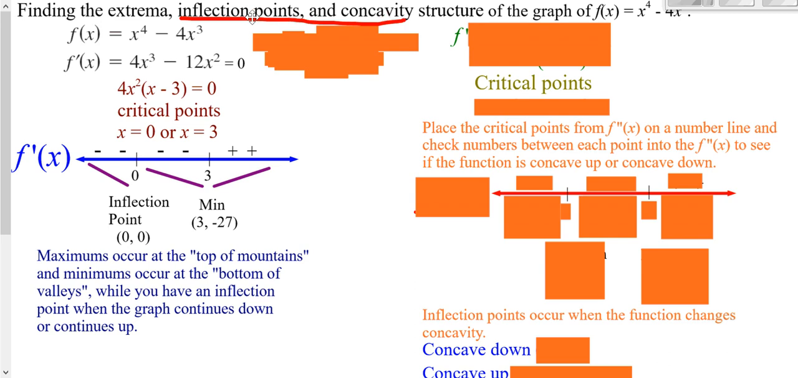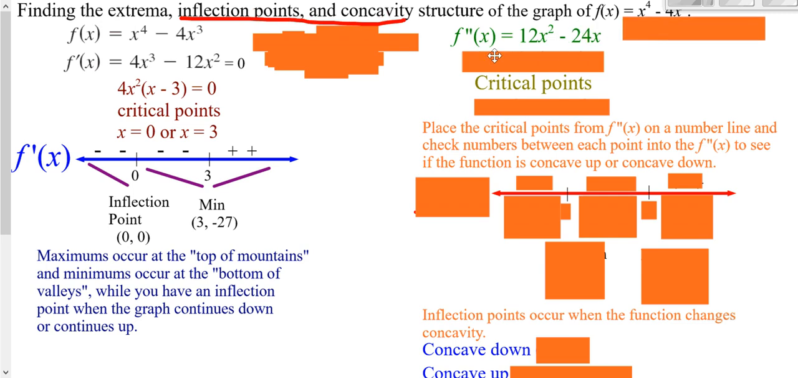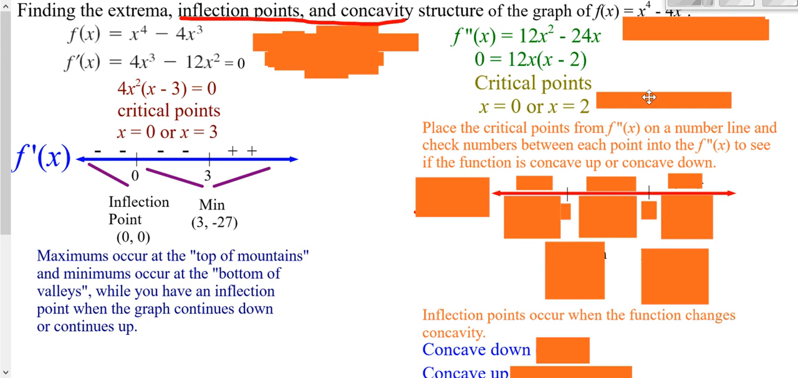Now we've got to do all the inflection points and our concavity. So your first derivative may tell you some inflection points, but the second derivative will always tell you inflection points, and your second derivative will always tell you concavity. So in other words, to find our second derivative, we just have to do the derivative of our first derivative. And we get this. Set it equal to 0. Well, you could factor it by pulling out a 12x. And then you could set each part equal to 0 because you have two things multiplied together to give you 0. So you would get critical points of 0 or 2.